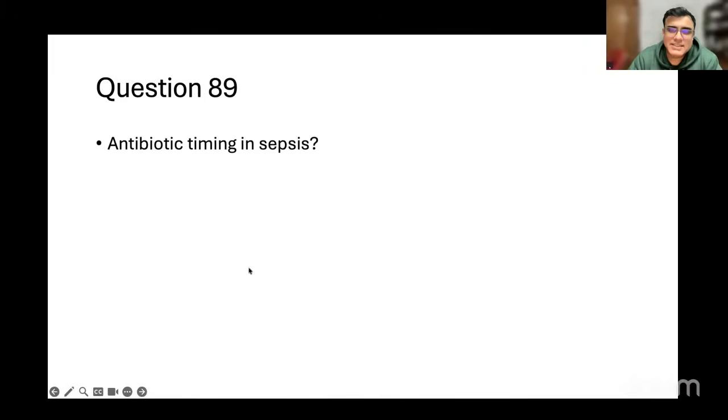So antibiotic timing in sepsis and septic shock, we all know, is 1 hour. You should take cultures before antibiotics, but should not delay antibiotics unnecessarily if you cannot take cultures. And with each hour of delay in giving antibiotics beyond the first hour, mortality increases by 7 to 10%. Some places have even written 13%. So it's a significant mortality rise, and you should give antibiotics within the first hour of diagnosis. I always keep fighting with my nurses.